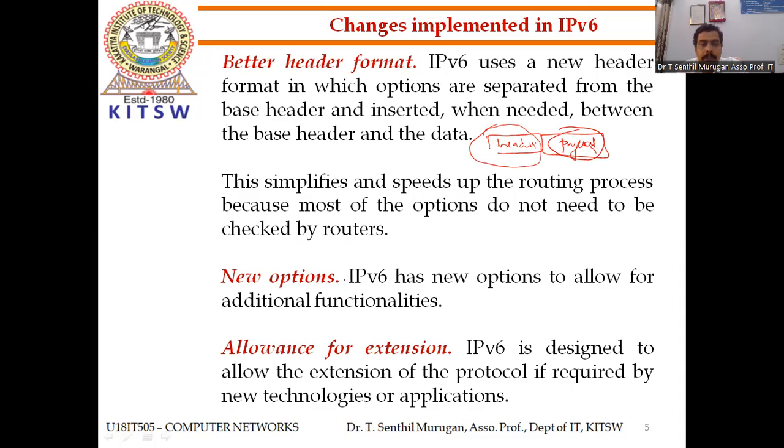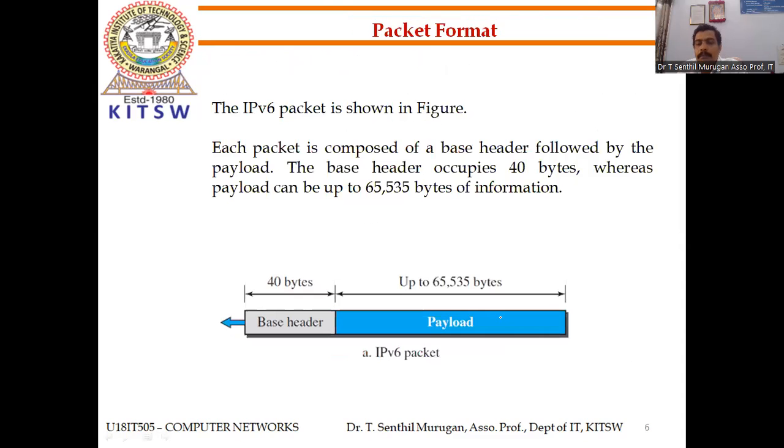And one more new option is there in IPv6. These new options allow for additional functionalities. So, allowance for extension. It will allow extension also. If a protocol wants to extend some other packets, it will extend. For that also it has the options.